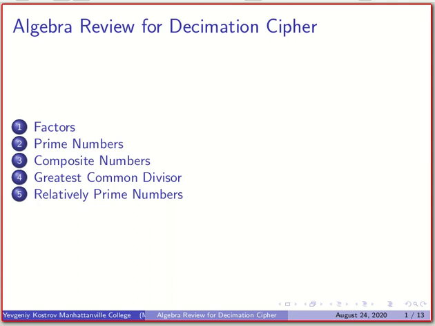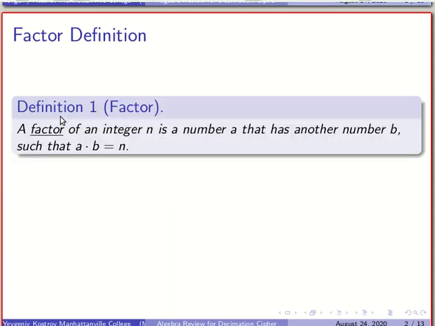Hello students, welcome to this lecture in which we'll do a little bit of review of algebra for our decimation cipher to figure out what went wrong in the previous lecture. So we're going to start by talking about factors, and again this is mostly review, so that means you know this material and we're just trying to refresh it in your mind. So what is a factor?